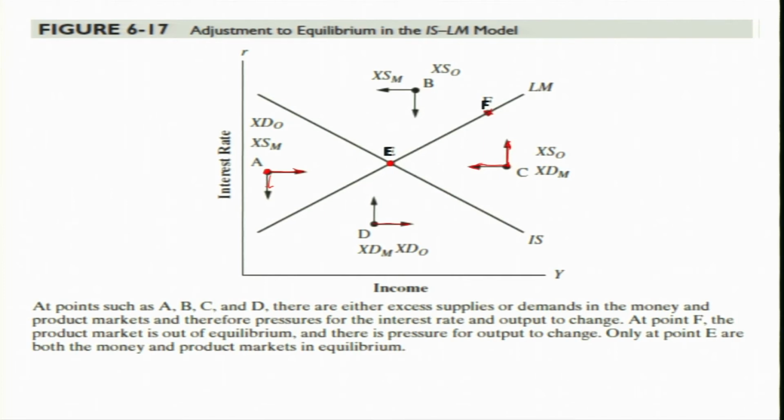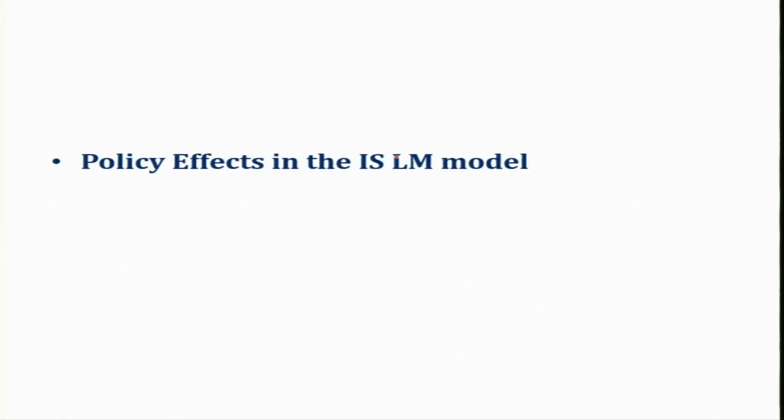Output to change. So, only at point E are both the product market and the money market in equilibrium. Let's now continue our discussion.